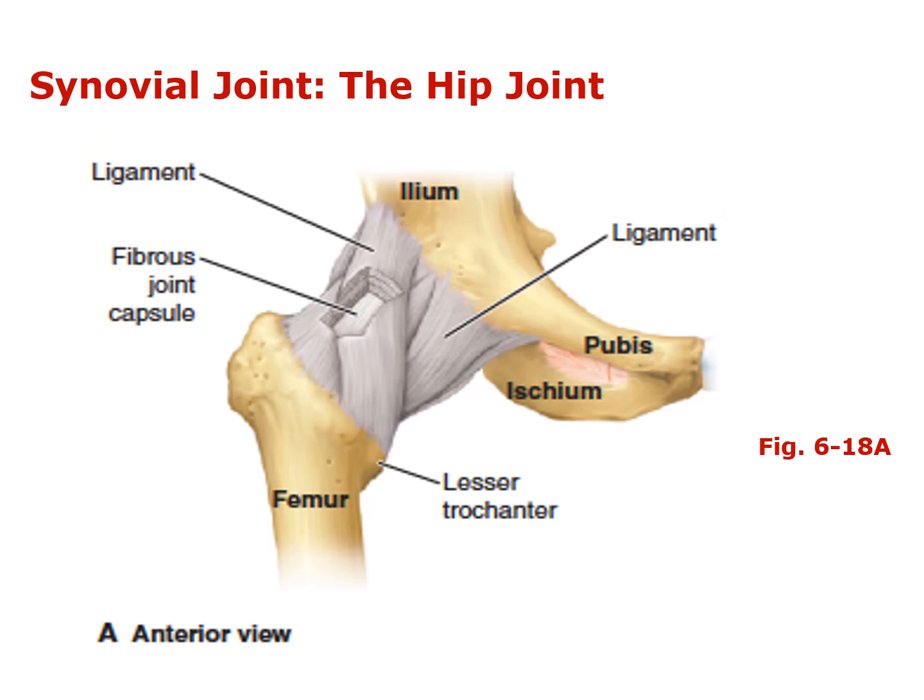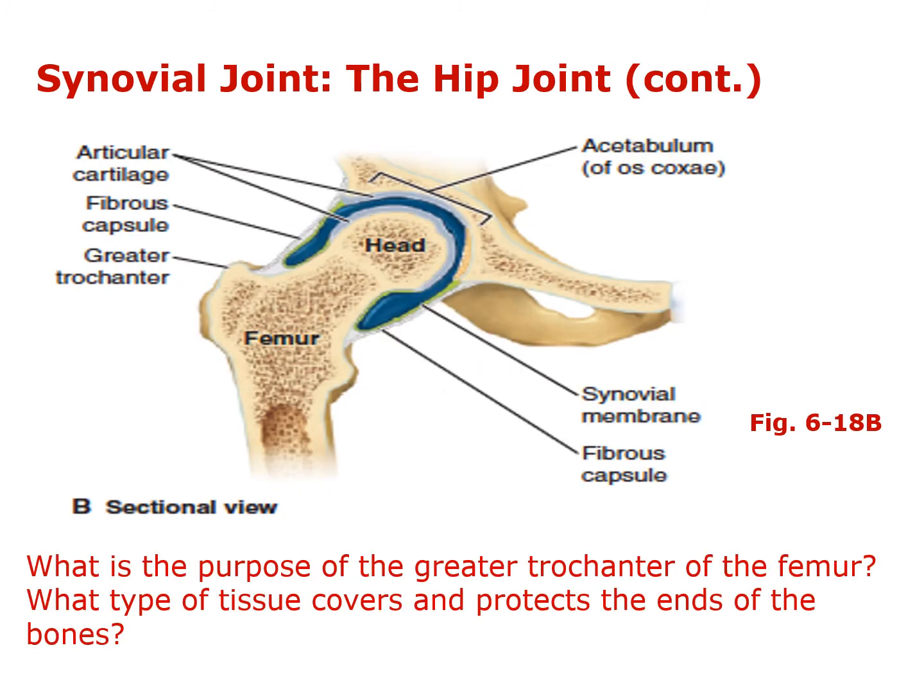All right, so this is a synovial joint. The hip joint is a ball and socket type joint. There's a housing of ligaments and fibrous joint capsule between the femur and the pelvis, making up the hip joint. If you take away that fibrous connective tissue and the ligaments, then this is what you would see. You have the acetabulum of the os coxae, which is the socket, and you have the head of the femur, which is the ball, and they fit together like this.